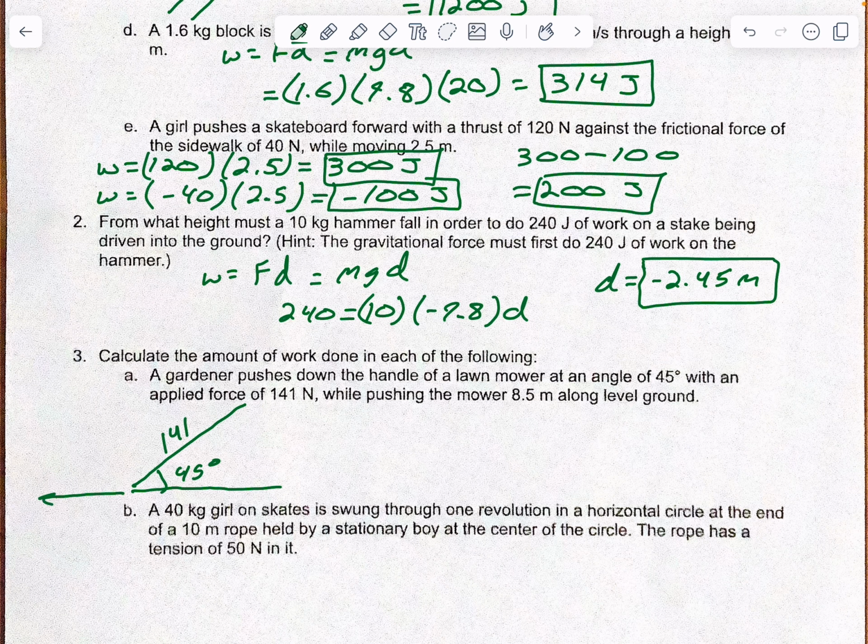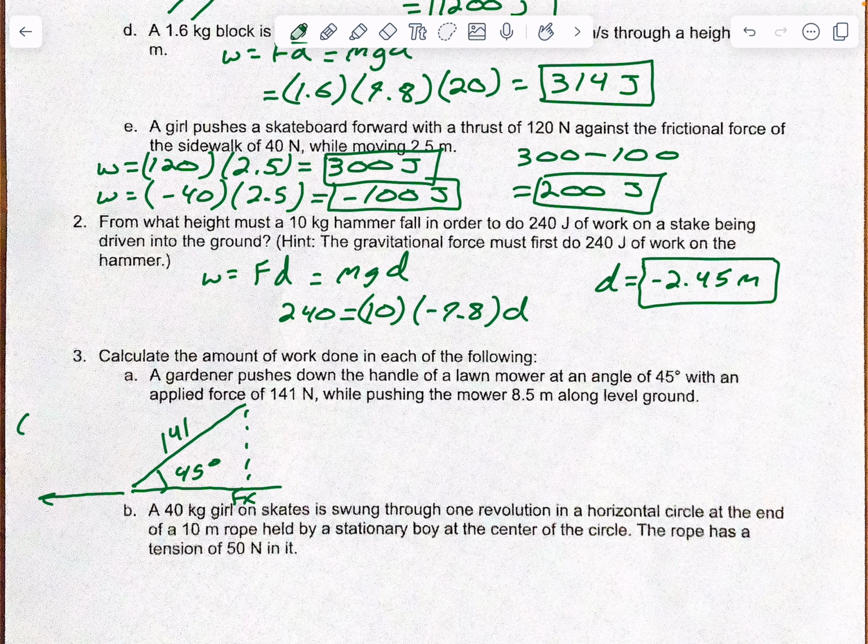Just purely horizontal. That 141 is not purely horizontal, so that's why we cannot mix 141 and that 8.5, because the 8.5 meters that the lawnmower is traveling is only horizontal. So we need to figure out how much of that 141 is horizontal. This is where we find Fx, how much force is on the horizontal plane, which is the adjacent side. This is basically a triangle, so you're looking for the adjacent side of your triangle.